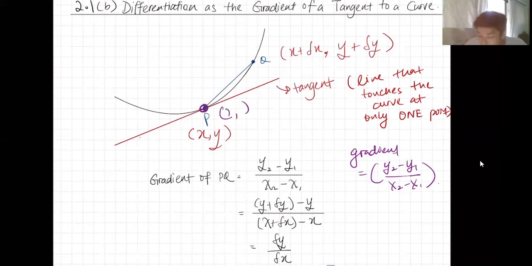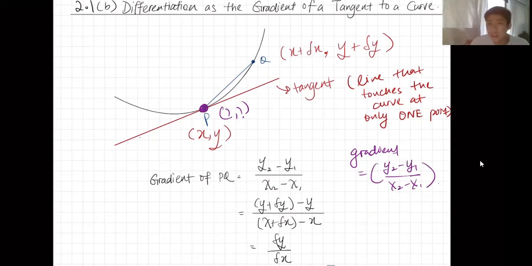Because this equation needs x1, y1, and x2, y2, basically 2 sets of coordinates. But for this gradient of the tangent, you only have 1 coordinate, so there's no way you can substitute 2 coordinates. So what we do is, I want to teach you an understanding of what they did. They look at PQ first.